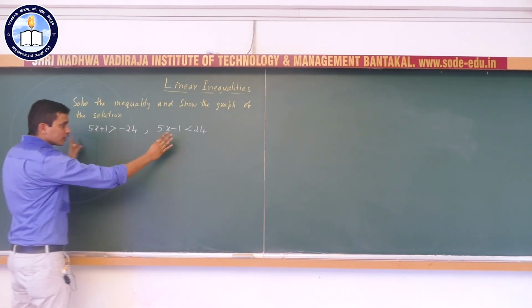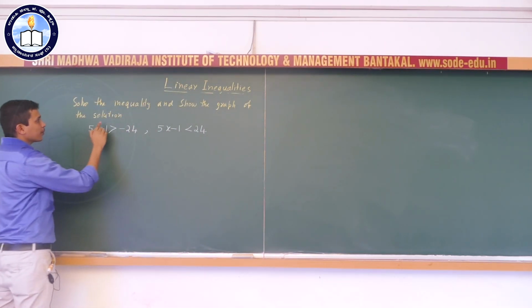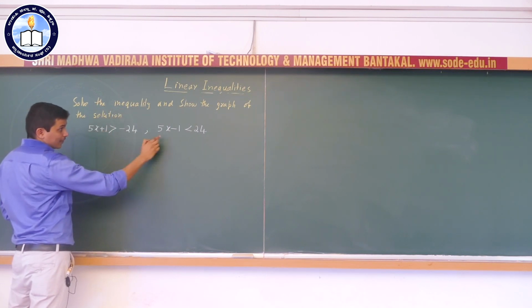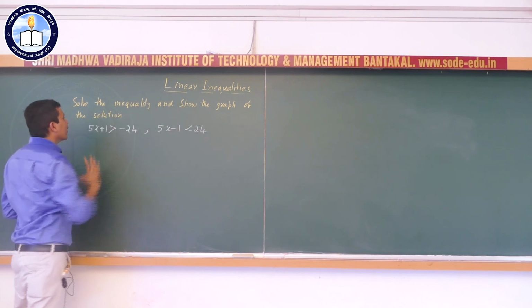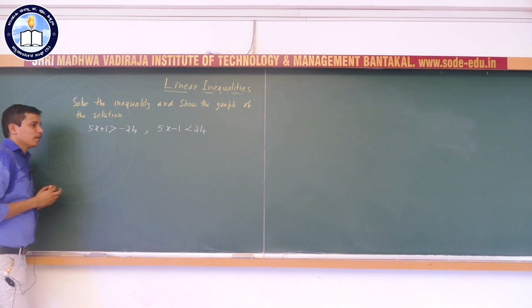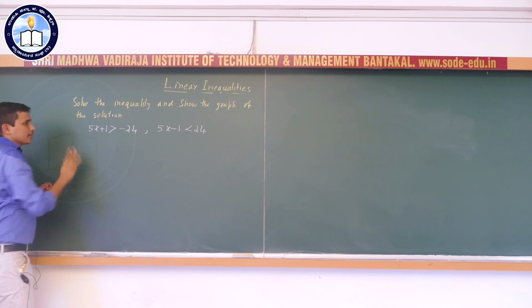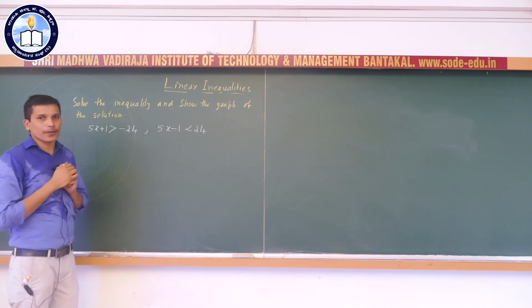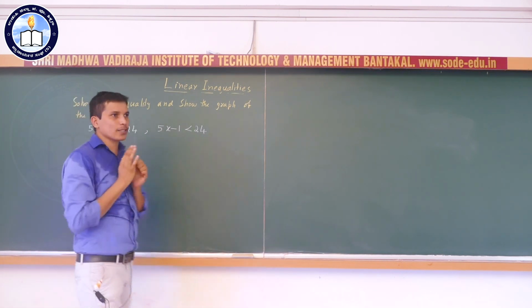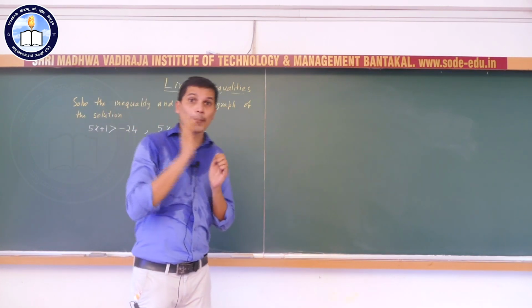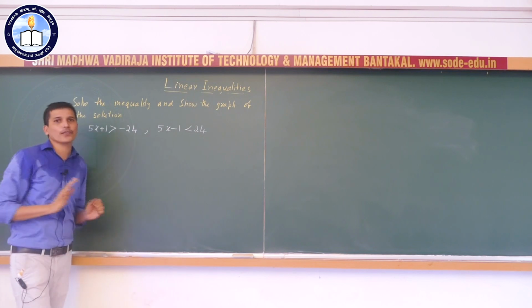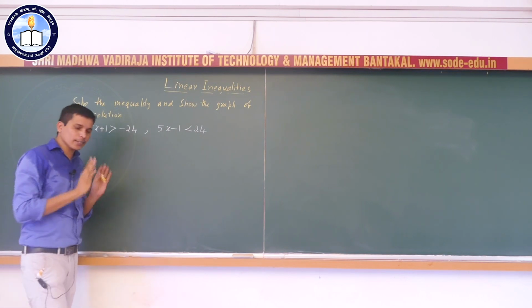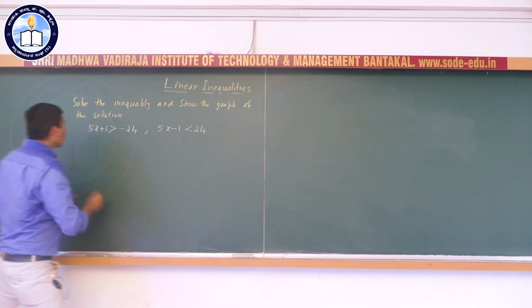Okay, it's not a separate question, it is a single question. I need to solve these inequalities. It's not an inequality, it is inequalities. Two inequalities are there, and graphically I need to represent them. If two inequalities are given, what does it mean? I need to get that x value, and that solution should satisfy both the inequalities. Both inequalities must be true. So how to proceed?